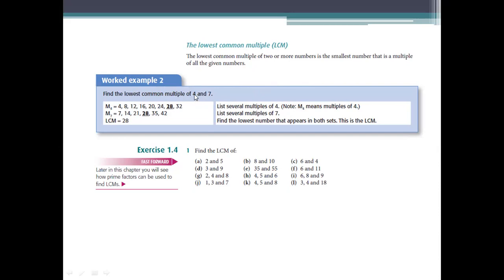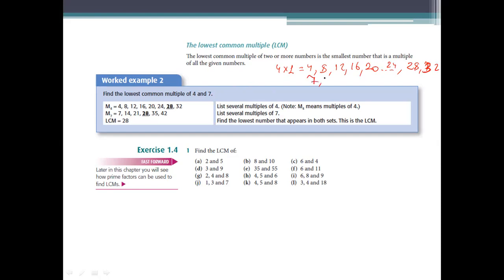For example, find the lowest common multiple of 4 and 7. First of all, we need to find some multiples of 4. Let's write here: 4 times 1 is 4, the second multiple of 4 is 8, the third one is 12, the fourth is 16, the fifth is 20, and so on. Maybe let's write some more: 24, 28, and 32. That's enough. And now the multiples of 7.